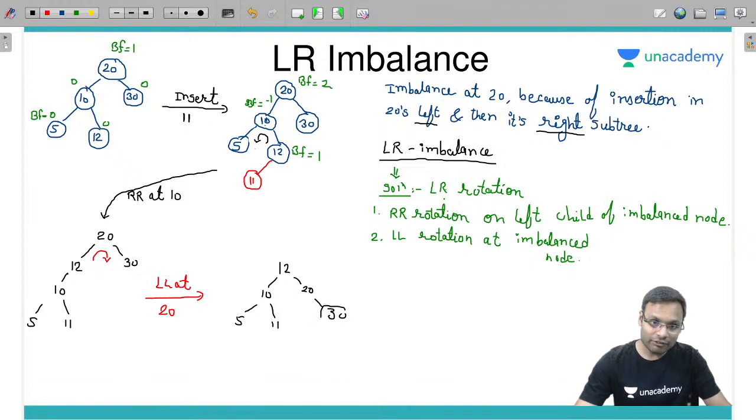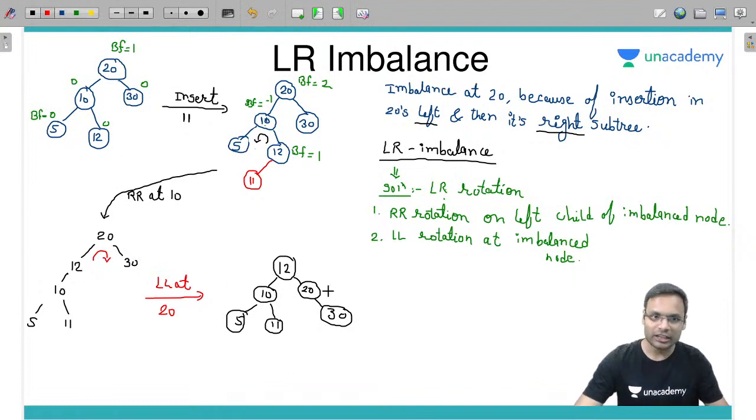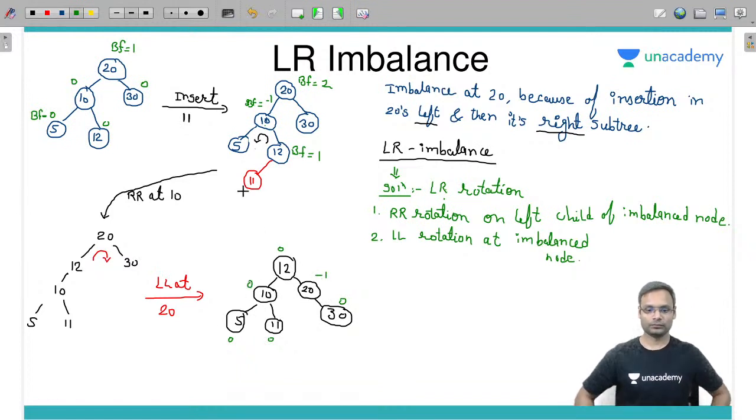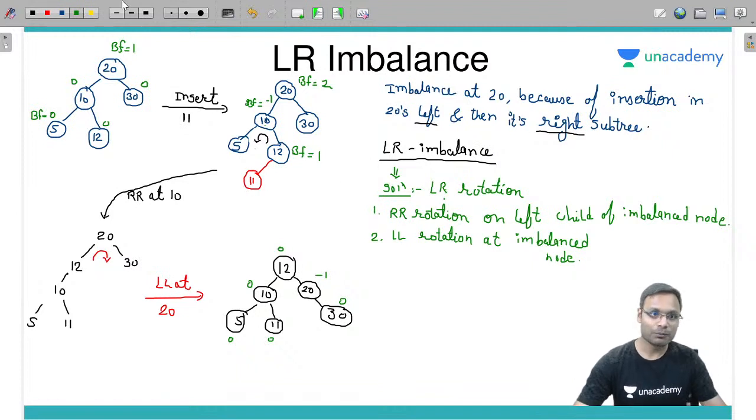Now, if this particular tree we have obtained, can you check out if this particular tree is balanced or not? Of course, the tree will be balanced. Why not? So here is the balance factor 0, here is the balance factor 0, here 0, here -1, here 0, and here also 0. Balanced? Yes, balanced. So I'm writing the tree is balanced.